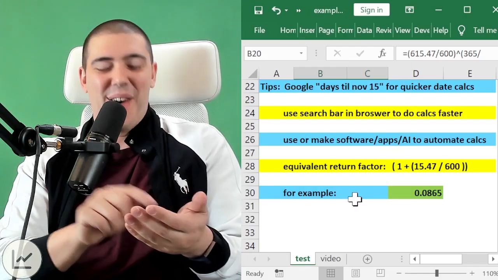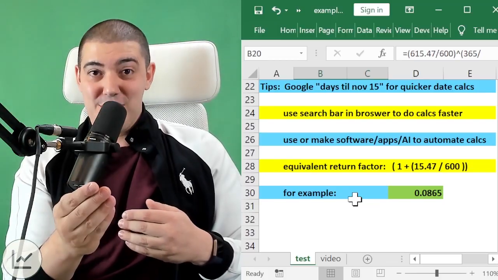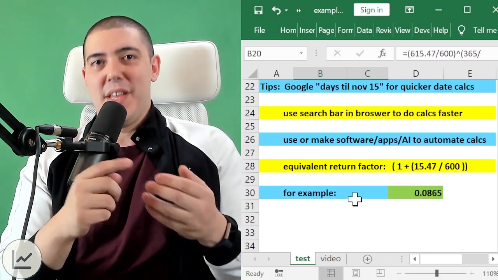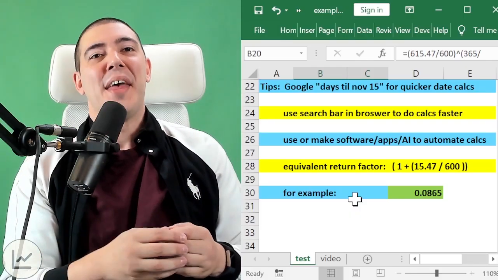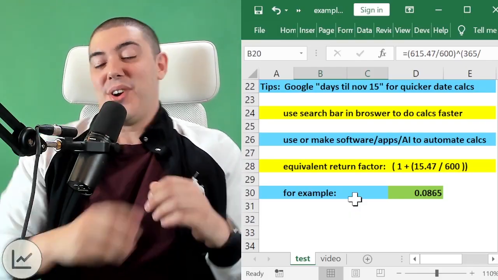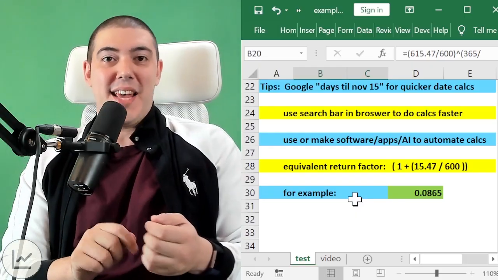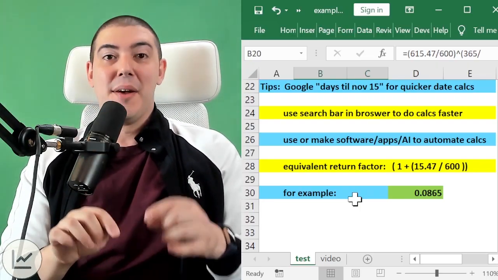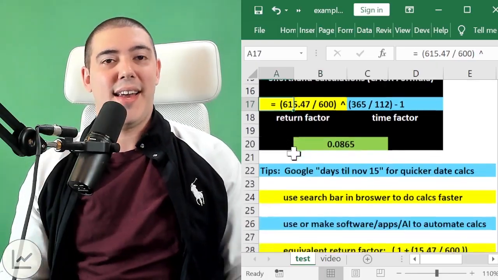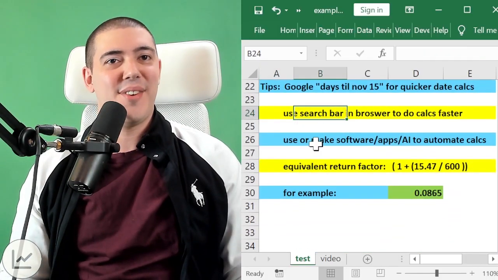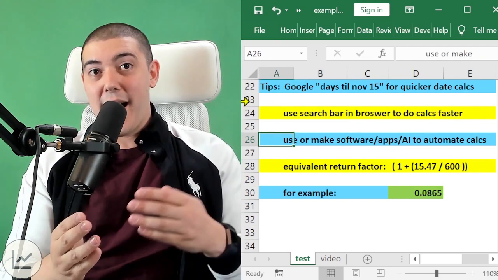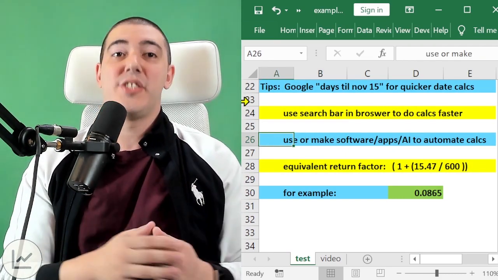I was counting the days at first. You can use the search bar to do the calculations in the browser. In the browser, you can do the calcs faster. And you don't even have to pull out your phone. That step takes some time. Search the days in Google and then immediately preload it with this little formula and search the days or whatever. That's what I do. Use software. I was talking about that, Python or AI or apps to automate some of these calculations is nice.